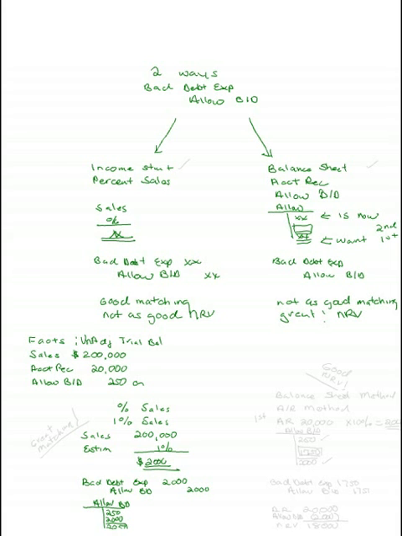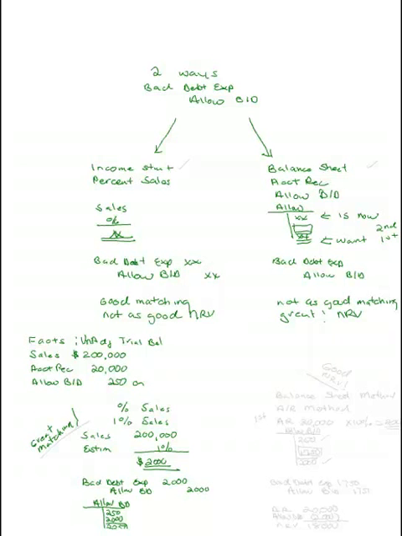This has great matching. You think there'll be 1% of credit sales? And there it is on the income statement, 1% of credit sales. It's not as good at net realizable value. I don't really know what I expect my allowance for doubtful accounts to be. I just know what the balance is, the beginning balance plus what I added this time.